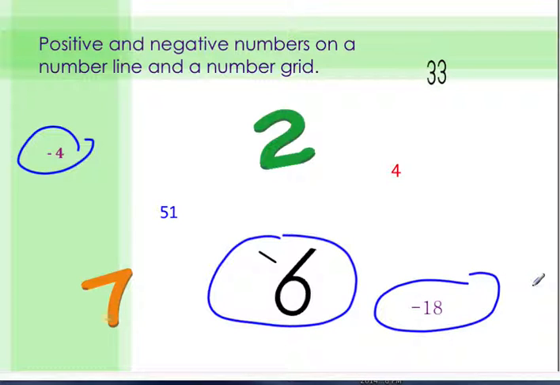-4, -6, -18. None of the other numbers are negative because they don't have the negative symbol in front of them.